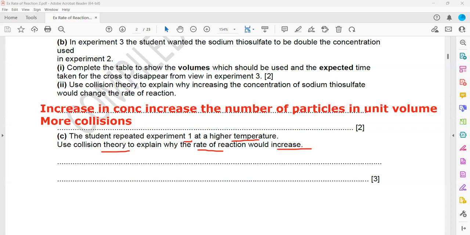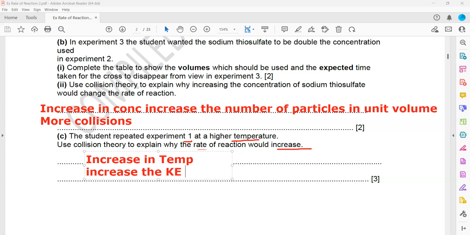So what are the points you should include? You will mention the particles have more energy or the particles are moving faster. So it increases the number of collisions, or a greater number of the particles have energy more than the activation energy. I'm writing a model answer here. You should always use these points whenever you are mentioning how temperature affects the rate. First thing, increase in temperature increases the kinetic energy or speed of the particles. That is one point.